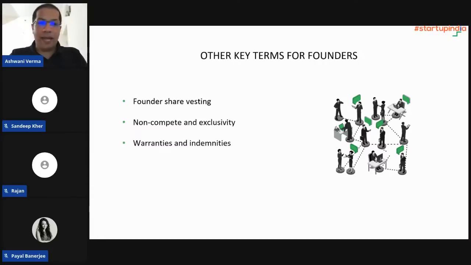The warranties are backed by indemnities. This is the right which investors prefer to have. So, in case there are any major breaches or any major non-compliances which come to light after the investment is made, investors would prefer to have a right to get their investment amount back, which is primarily covered by indemnities.